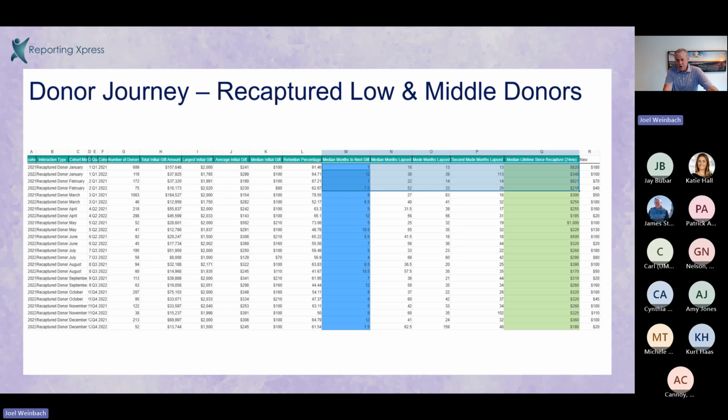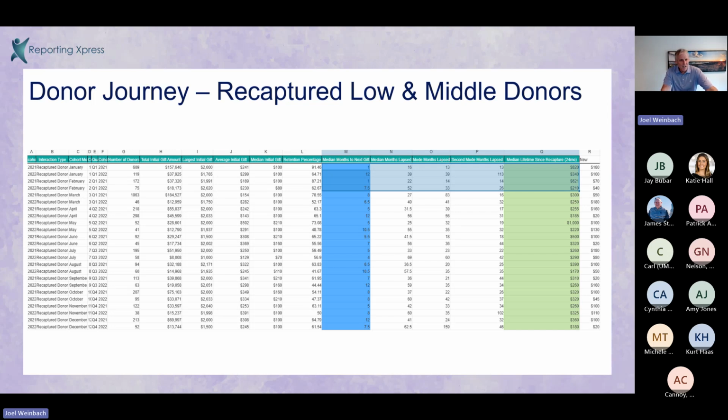This column I added over here to this report has the value of them as a new donor. If I can recapture them, it means, all right, I lost them, but they're still interested. And when they come back, the likelihood is they're going to stay longer the second time.